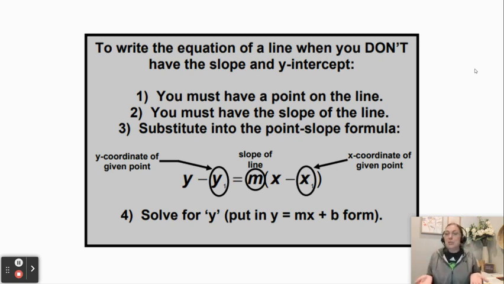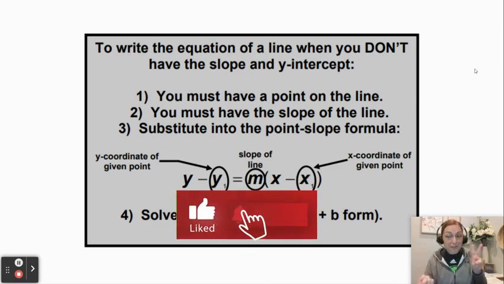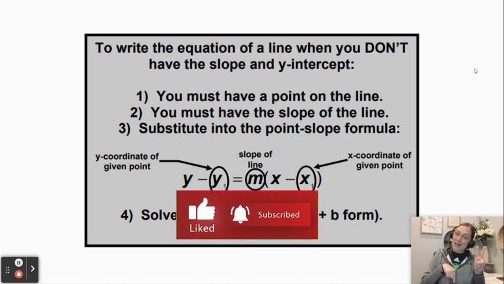And I think this is probably the best step-by-step approach for our point-slope formula of a line. So if you want to write an equation when you don't have the slope and the y-intercept, the first thing you have to have is a point on the line. The second thing you have to have is the slope. Now, here's a little note: if you have a point and a second point, you can find the slope of a line. And I'm going to show you how to do that.